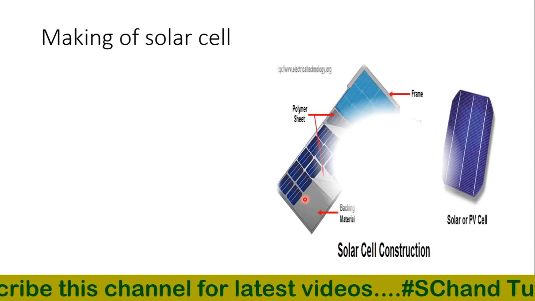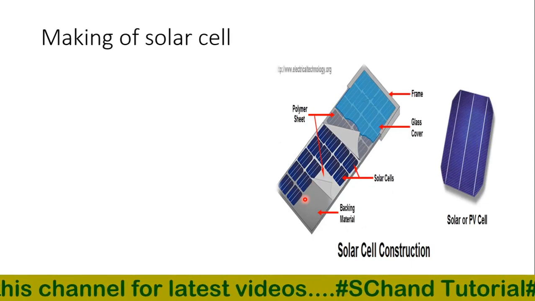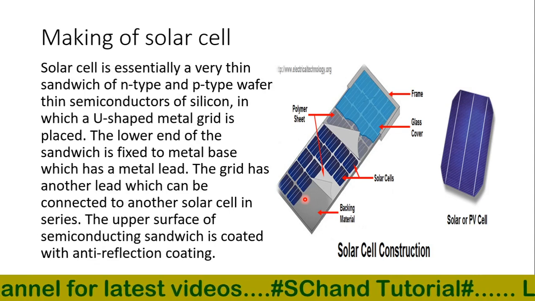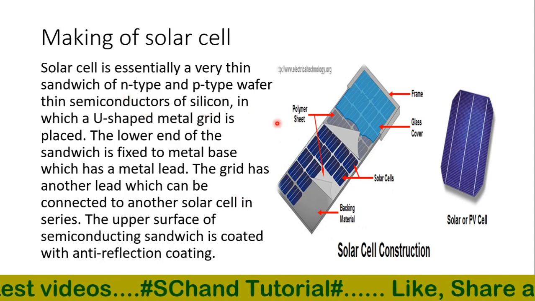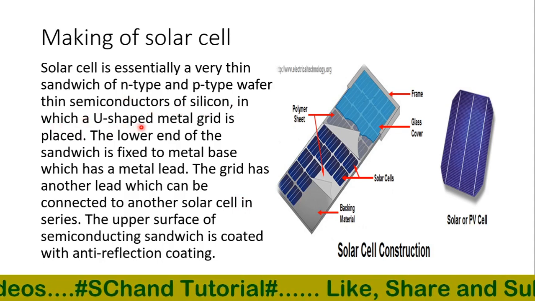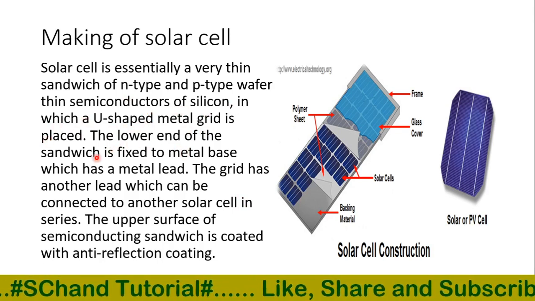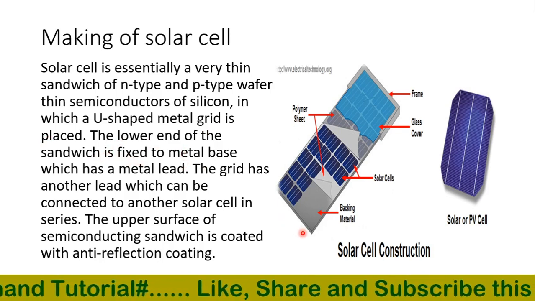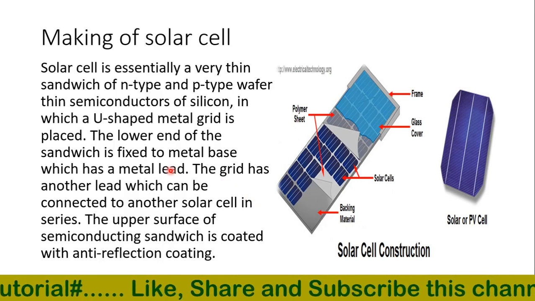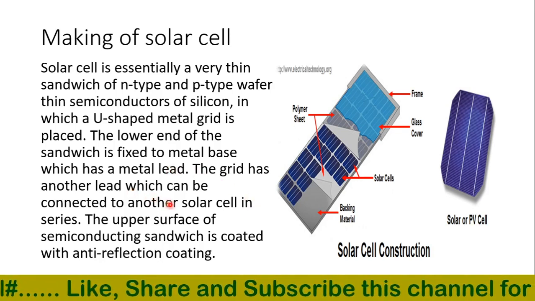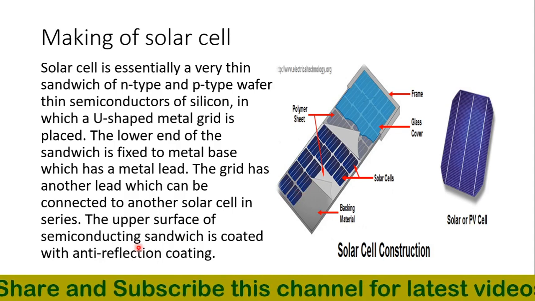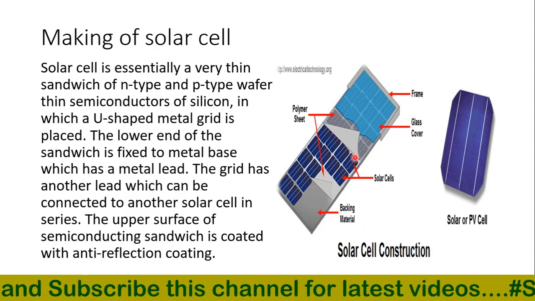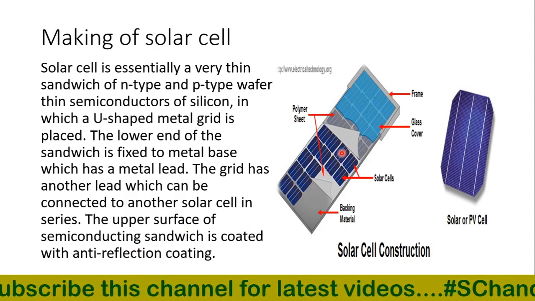Then how can we make a solar cell? A solar cell is essentially a very thin sandwich of N or P type wafers of thin silicon semiconductors, in which a U-shaped metal grid is placed. The lower end of the sandwich is fixed to a metal base, and the grid has another lead which can be connected to another solar cell in series. The upper surface of the semiconducting sandwich is coated with an anti-reflection coating.